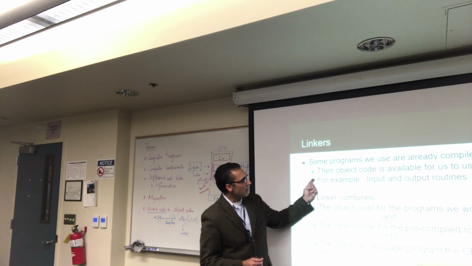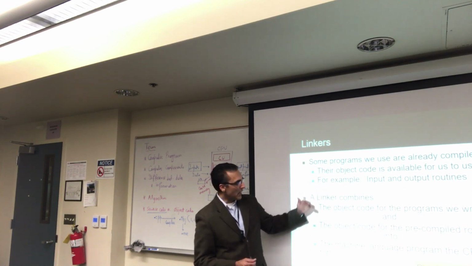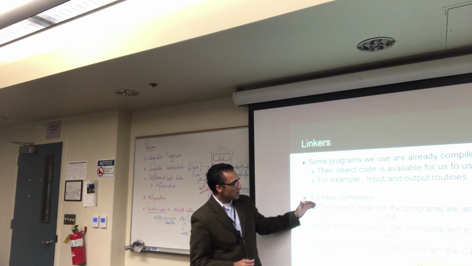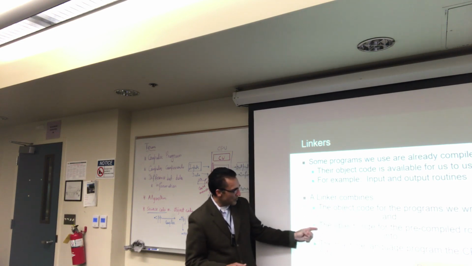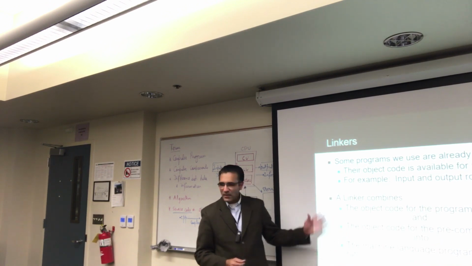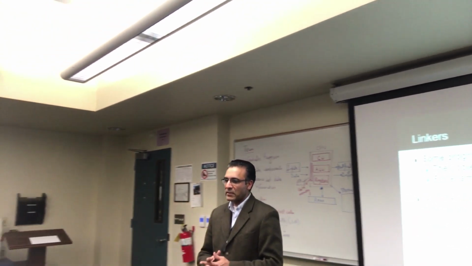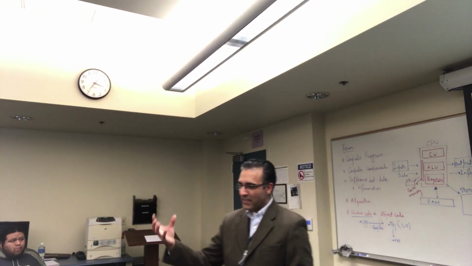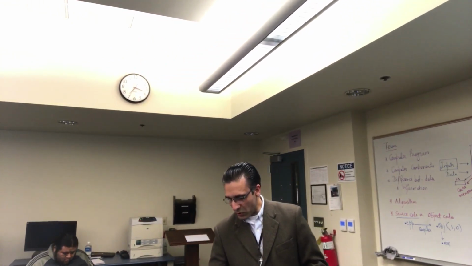The object code is available for us to use. However, it needs some help from the linker. So we write an object code for the precompiled routines into the machine language. It's not very clear here, but that's what the linker does. The linker basically adds the library code to your source code, and it's converted into your object code, and it's converted into your executable code.